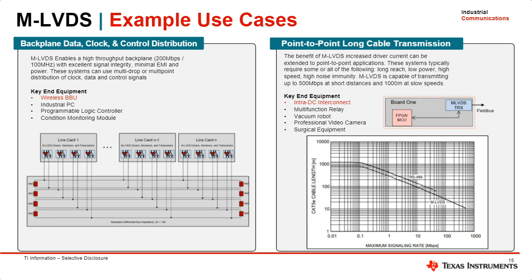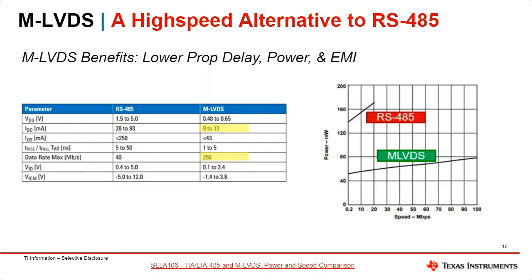Because of the increased current drive of MLVDS, it enables longer distance transmission than that of LVDS at slower speeds. So if you need a higher speed alternative to that of RS-422 or RS-485, but need to transmit over longer distances relative to LVDS, point-to-point communication with MLVDS may be a good option. And that's what I'll discuss on the next slide.